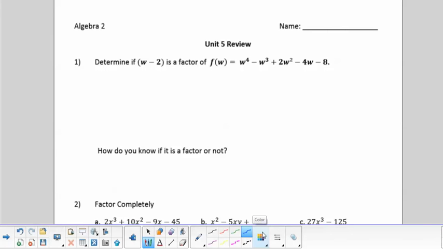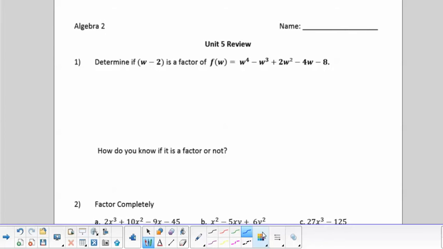Hello Algebra 2 students, this is your Unit 5 review. Remember to try these problems first and then go back and watch the video only for the problems that you find confusing. And remember to pause the video every once in a while to see if you can finish the problem without any help, and then go back and check and see if the video confirms your work.